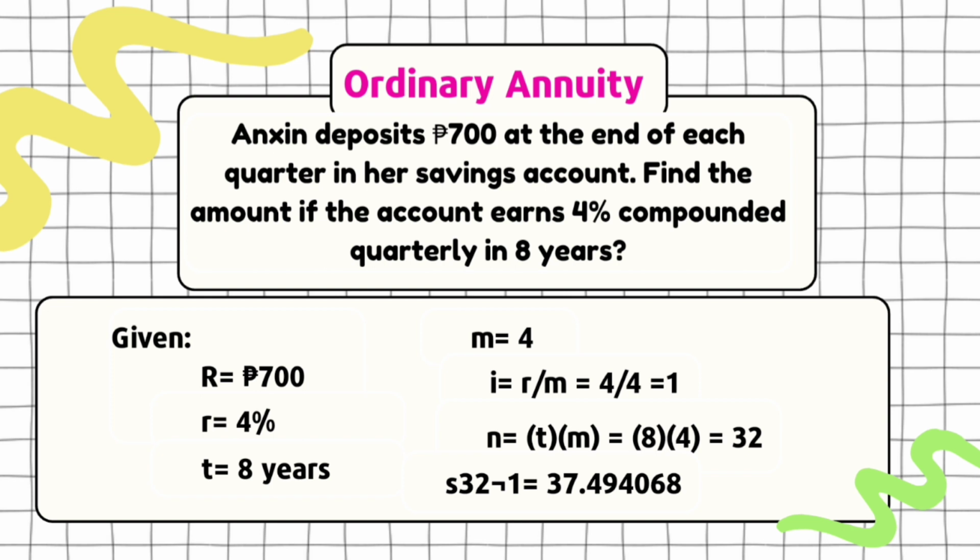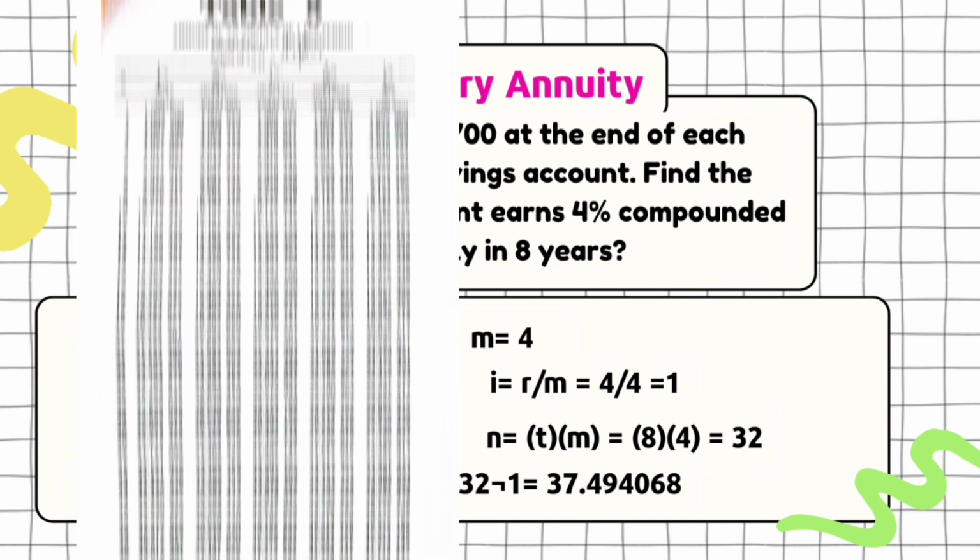37.494068. This value is found in the table of values that our instructor provided for us to easily solve the problem, since we will just look at the table of values. So these are the table of values.